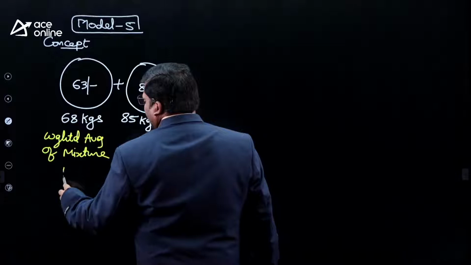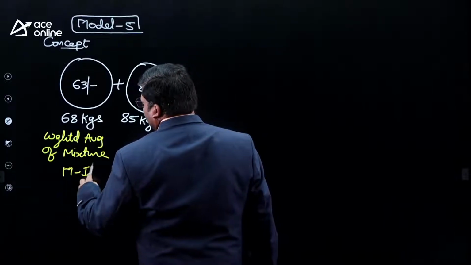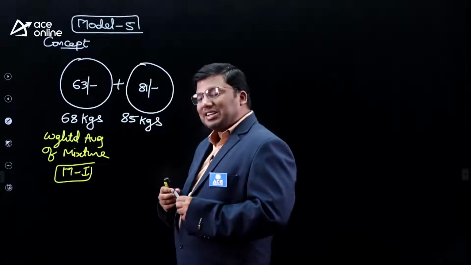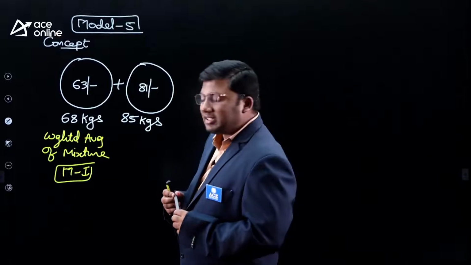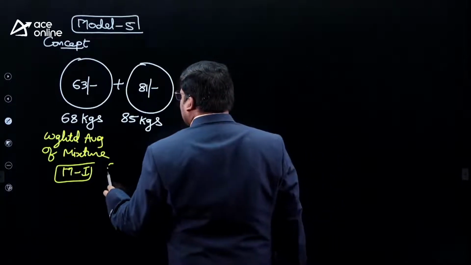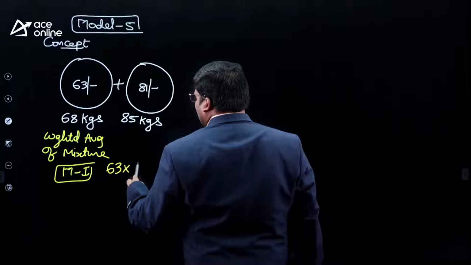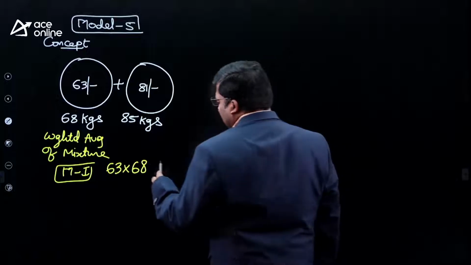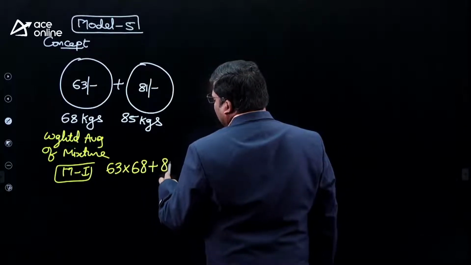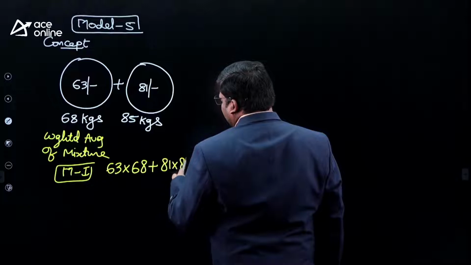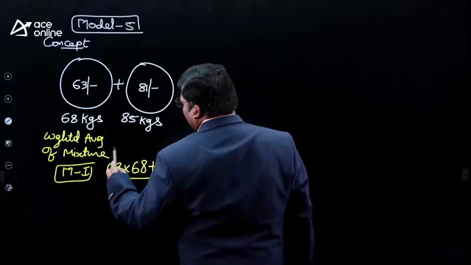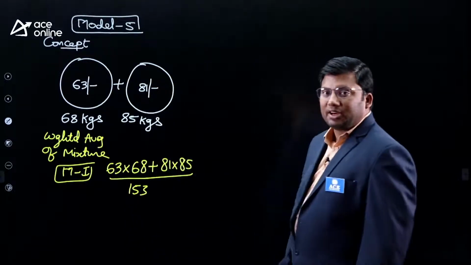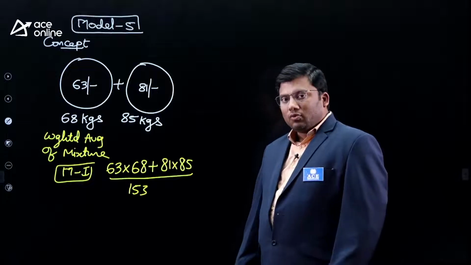Now method 1. I am more interested in method 3 here. Method 1. Here each kg, how much does it cost? 63 rupees. Total how many kgs I purchased? 68 kgs. Per kg it is 63, total 68 kgs I purchased. 63 into 68. Next one. 81 rupees per kg, 85 kgs I purchased. Total how much is it? 68 plus 85, it is 153.